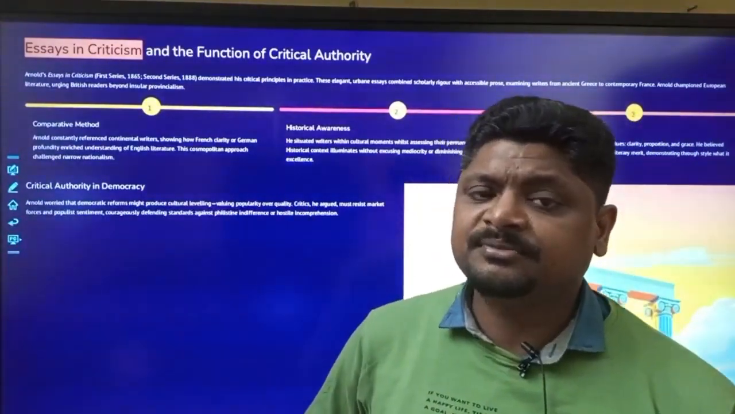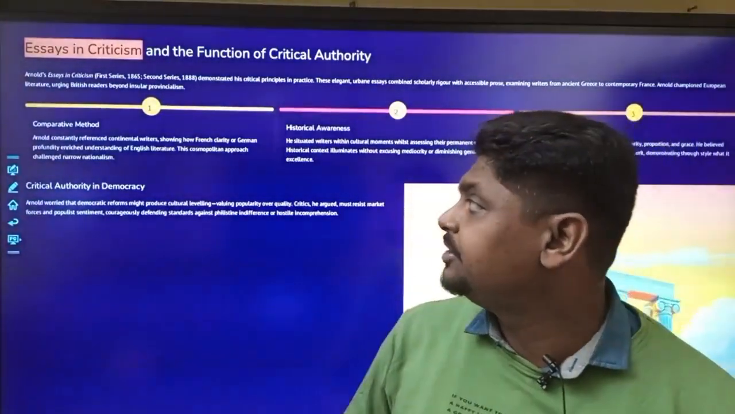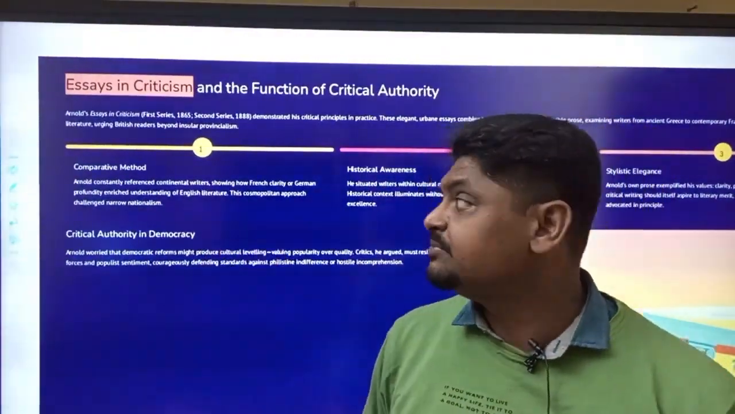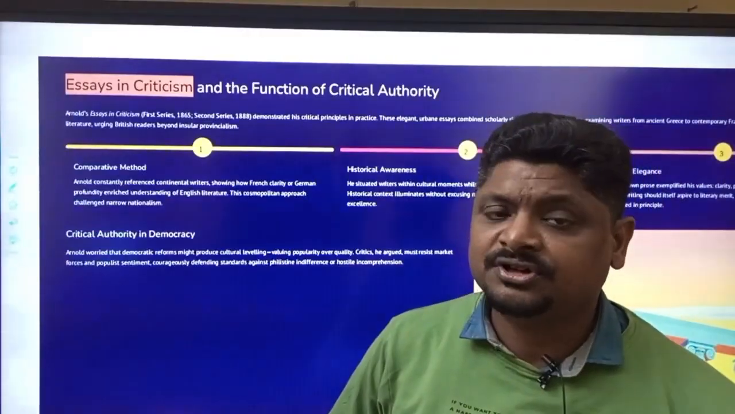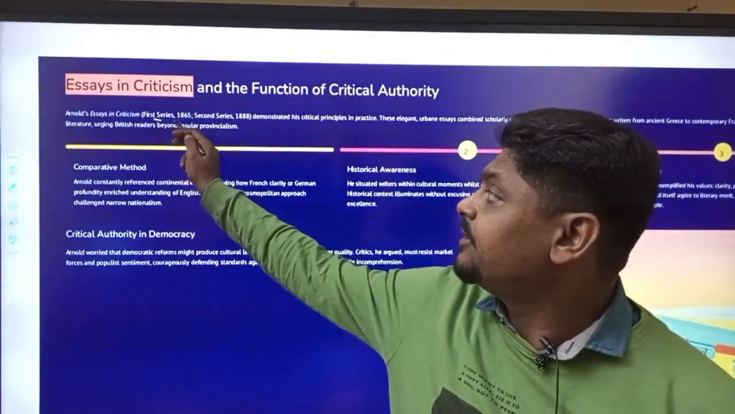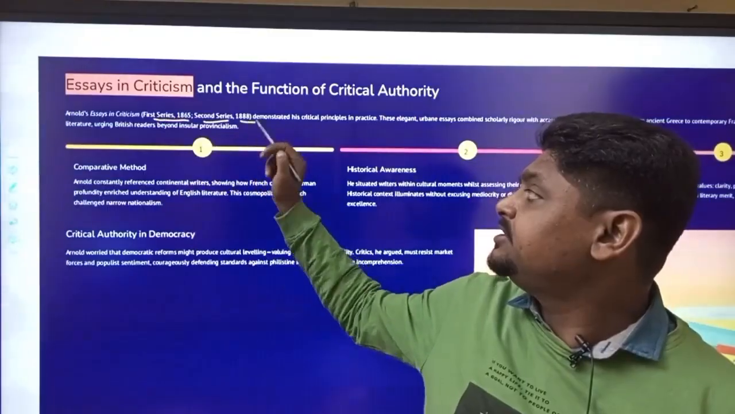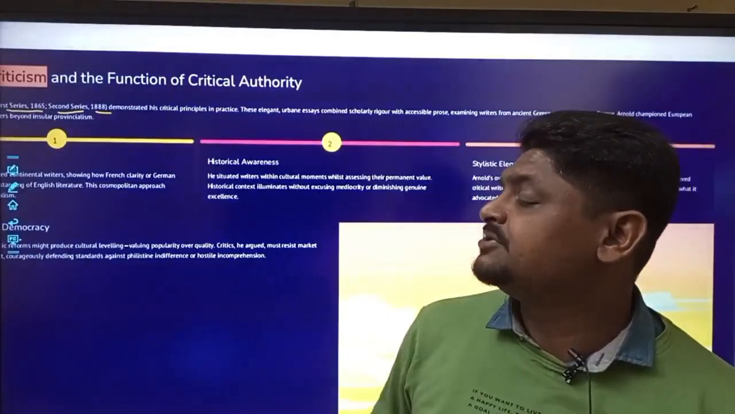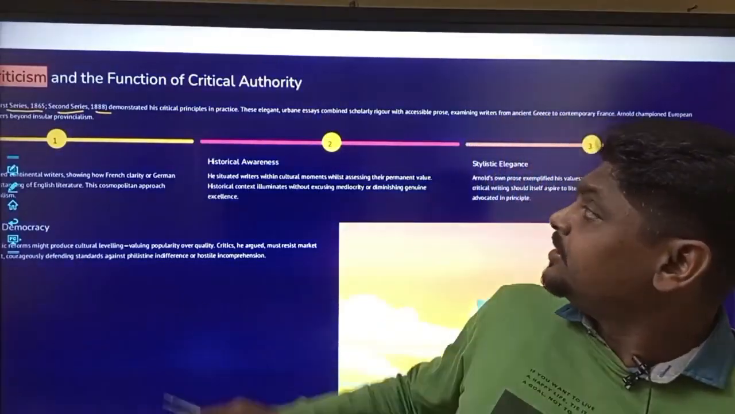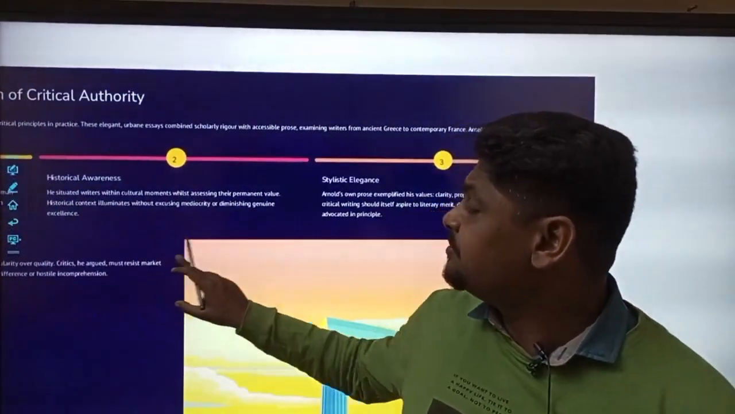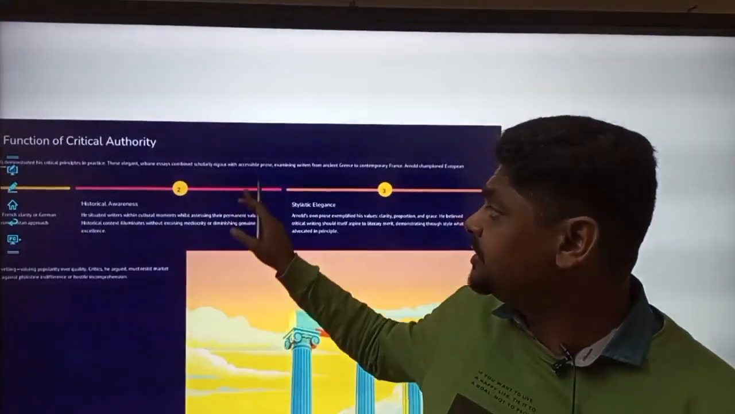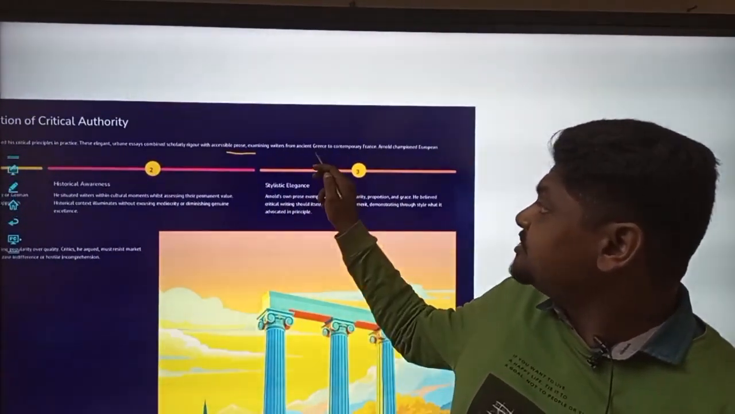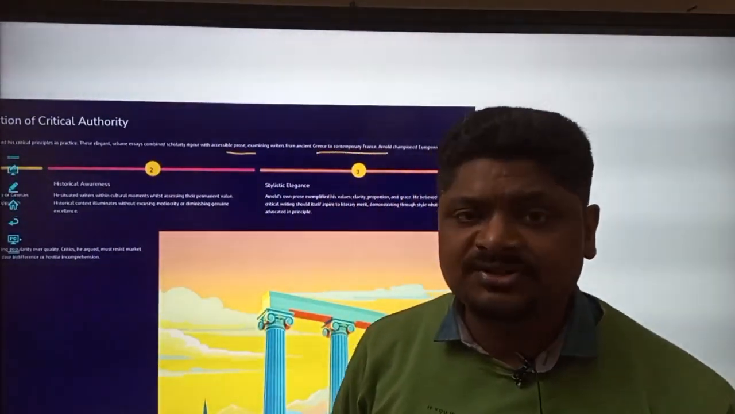Essays in Criticism and the function of critical authority. Arnold also wrote another essay called Essays in Criticism. The first series came out in 1865. The second series came out in 1888. It demonstrates his critical principles in practice. These elegant urbane essays combined scholarly rigor with accessible prose, examining writers from ancient Greece to contemporary France.